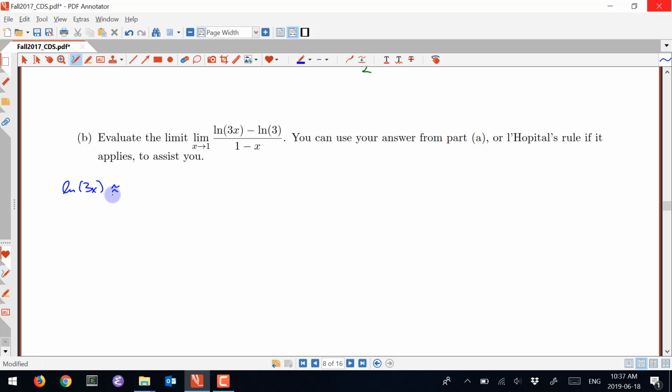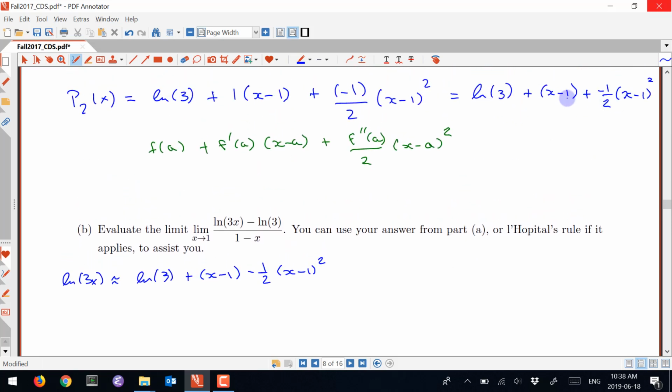is use the approximation that ln of 3x is equal to ln of 3 plus x minus 1 minus 1/2 x minus 1 squared. That's coming directly from this expression over here. And because we're doing a limit, this approximation is most accurate as x approaches 1. In fact, this approaches equality exactly at the limit we're trying to evaluate here, which is as x approaches 1.